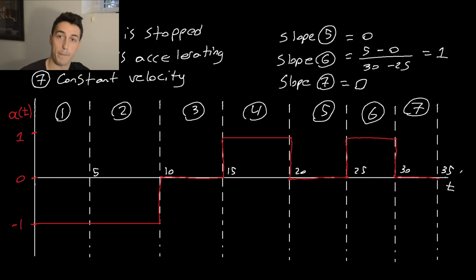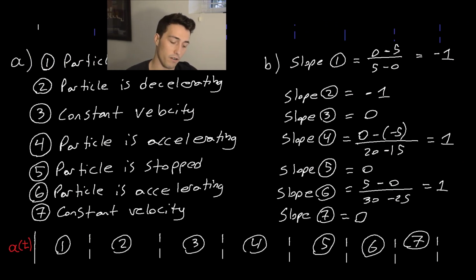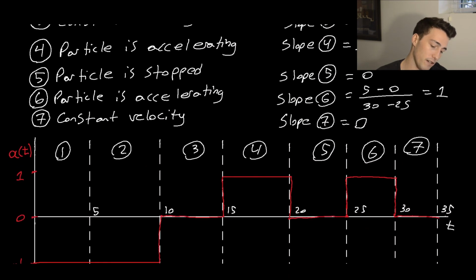So this was part B, and this is why we calculated all these slopes, so then we could draw the acceleration versus time graph a lot more easily. Now moving on to section 3.